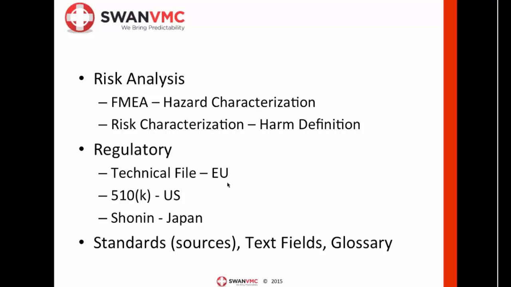And then, of course, regulatory. Depending on which markets you're going to go into, just a couple of examples: technical file for EU, or 510K for US, Shonin for Japan. What's a really convenient thing to do is to create a document inside of Polarion and put in your template for the technical file. So say it's a class 2 device and you're going to do a technical file. You have a pretty good sense right from the beginning of what's going to be required for that technical file once you get done with your regulatory strategy.